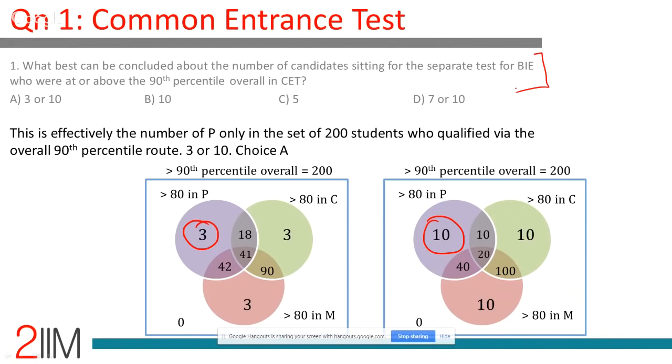You're saying, among all your guys with greater than 90th percentile, which ones have to write the BIE exam, the other test conducted by BIE? For writing BIE, you should have got more than 80th percentile in P. So I'm looking at only P, but you should not have written AET. AET you will end up writing if you've got more than 90th percentile overall and more than 80 in at least two of the three. So if you've got P and C and P and M or P, C and M, you've written AET anyway. So you're looking for P only in this bunch. That is 3 or 10. Wonderful question because of the way it is worded.